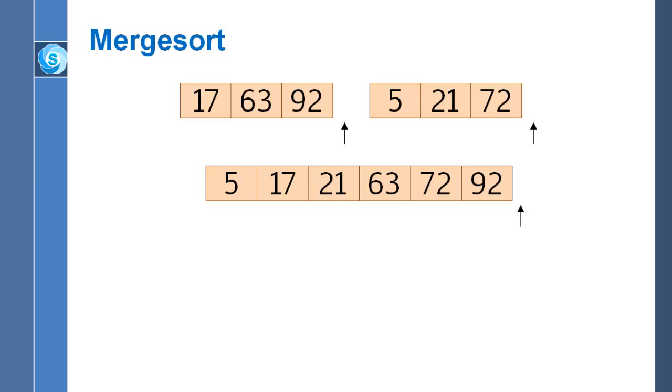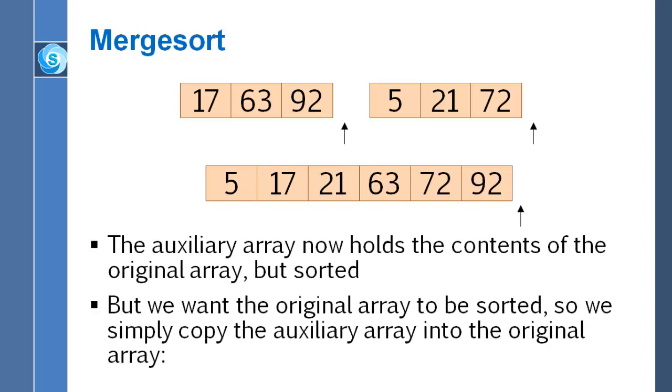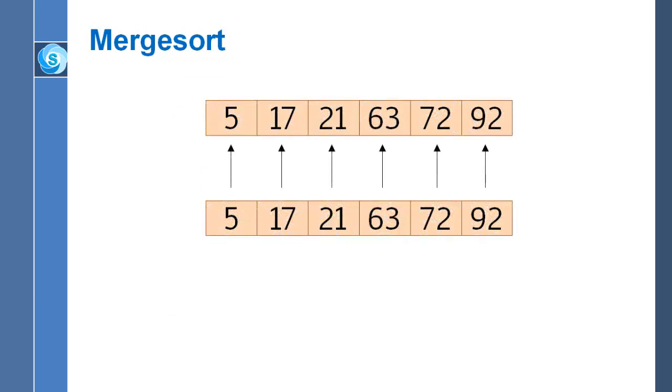Well, of course, we want the original array to be sorted. Okay? But that's very simple. All we have to do is copy back the auxiliary array into the original array. Okay? So we take a pass through the auxiliary array. After we've copied the auxiliary array back into the original array, we're done. Okay? The original array is now sorted.